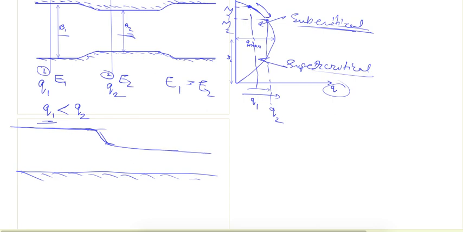And so if we further reduce the width of this section, this q2 will increase further. Let's say this q2 will come here, and so this depth will further decrease. So this depth will come down here. So how long can we do that? This is possible until we reach the critical depth. For that we have reached the q max, and for that this width will be b minimum.